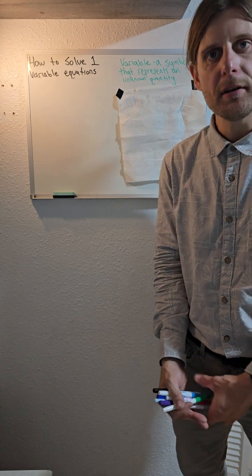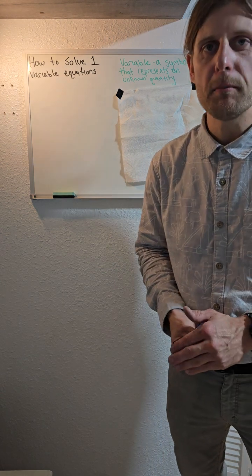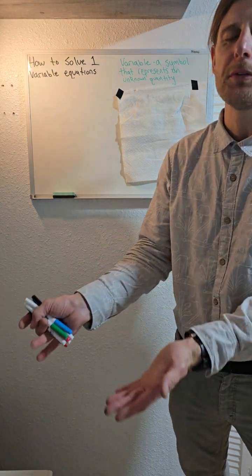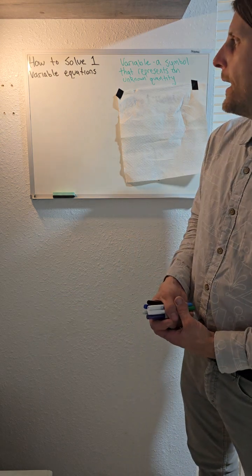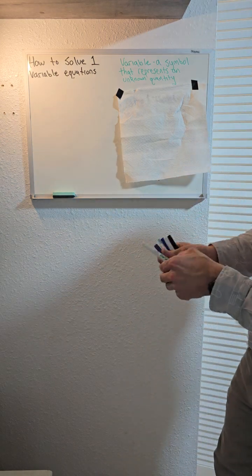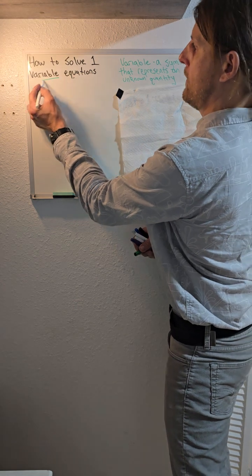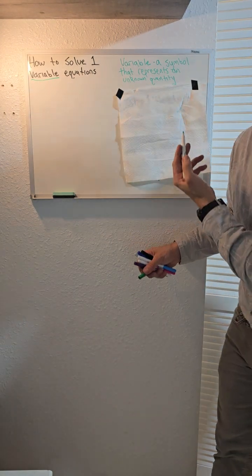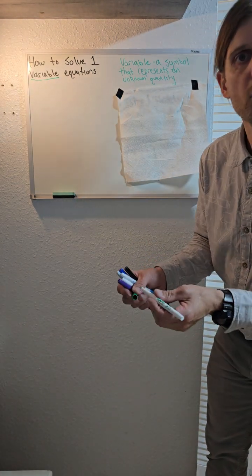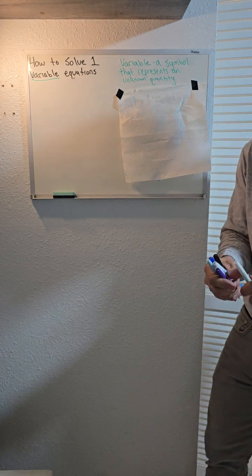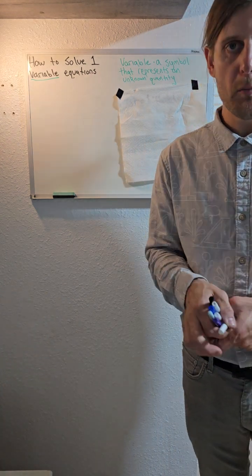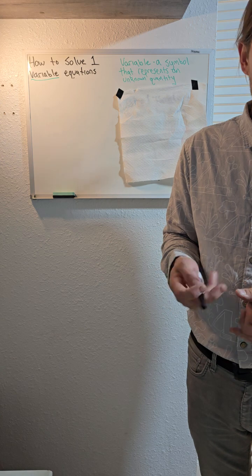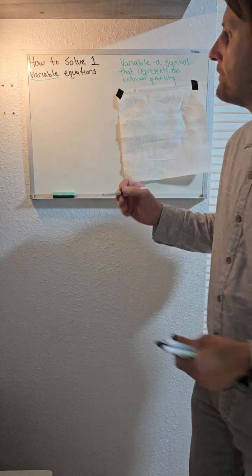So what's an equation? An equation is a statement of numbers stating something is equal to something. And what is a variable? A variable is a symbol that represents an unknown quantity. So now that we know what a variable and what an equation is, let's write an equation on the board.